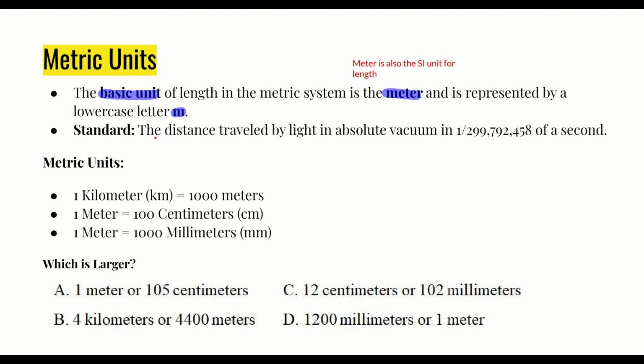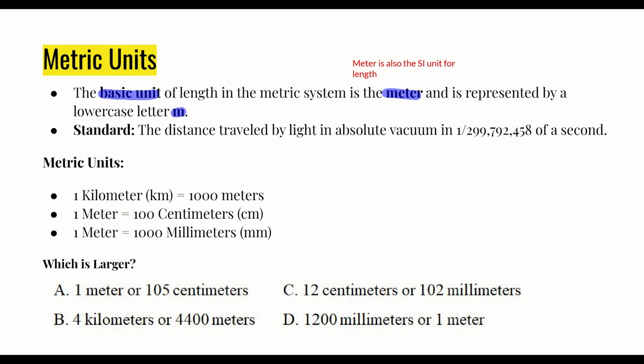Another one is the distance traveled by light in absolute vacuum in 1/299,792,458 of a second. Essentially, this is a really tiny number. Light's really fast, and so that's how long light takes to travel that distance. That's a meter, or in that amount of time. So that's how we decided upon it. That's the standard, since light is a constant.